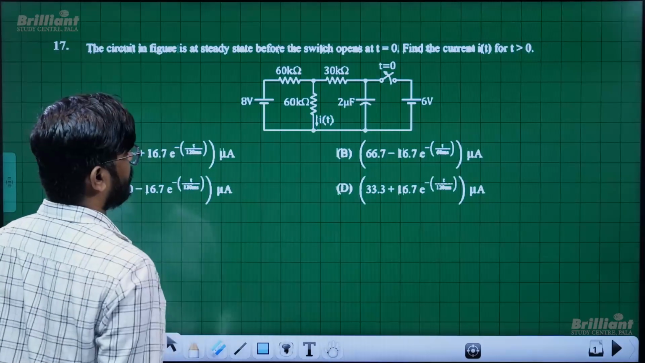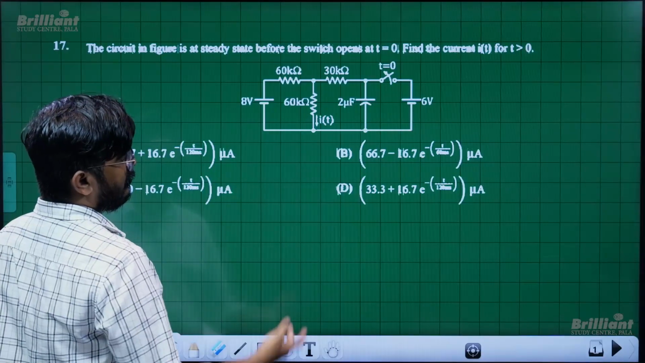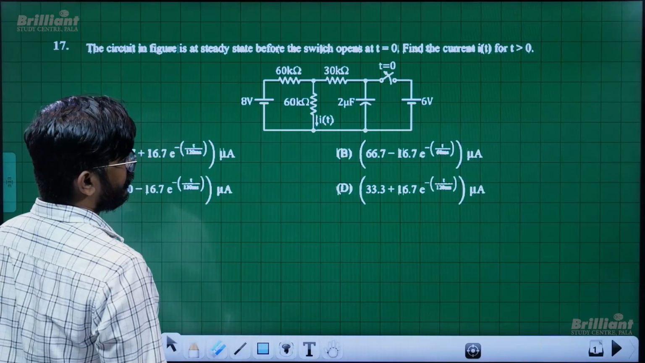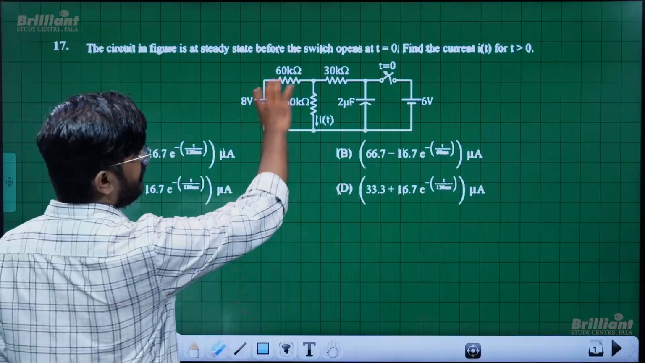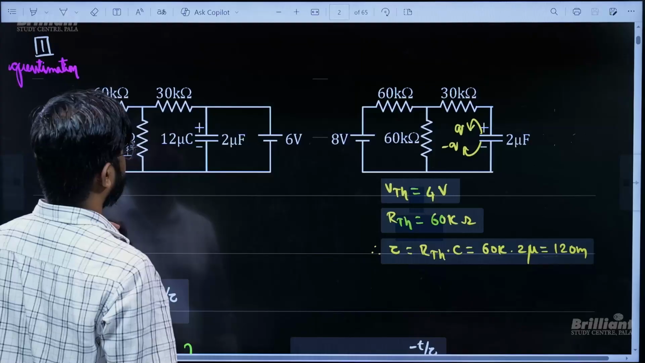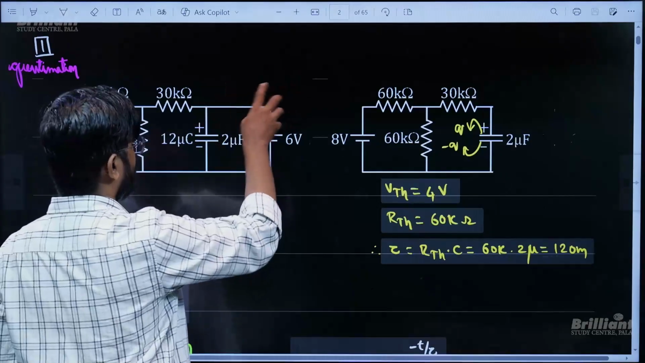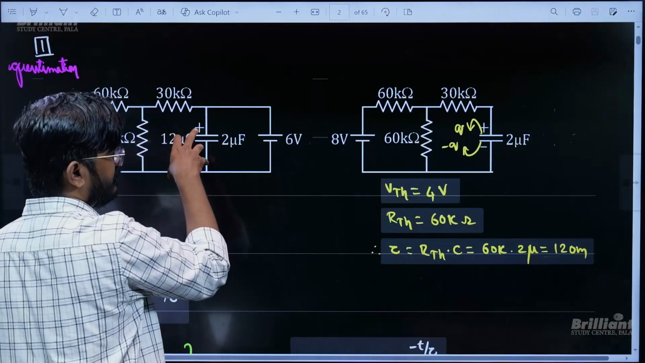In fact, you can guess from the options. At t equals 0, it should be 12. Then t tends to infinity, then you can see it will be steady state in this circuit. So anyway, this is the initial scenario. When you open the switch, then charge will keep changing.